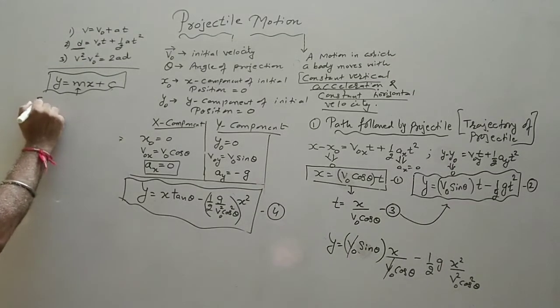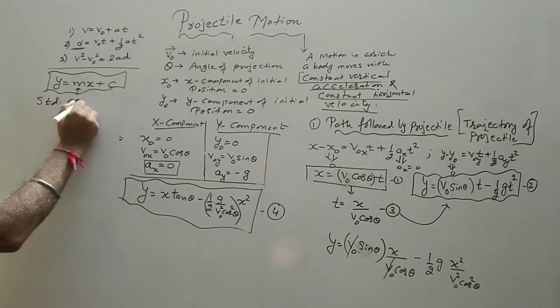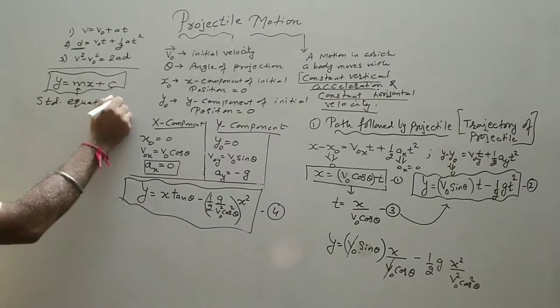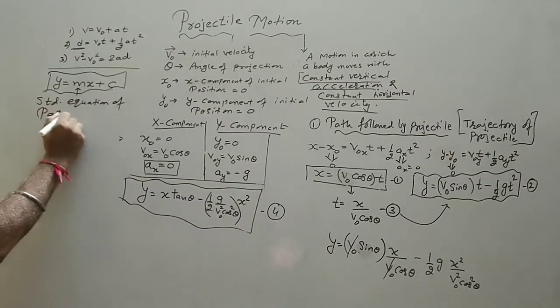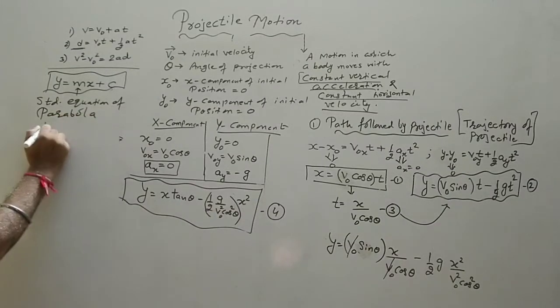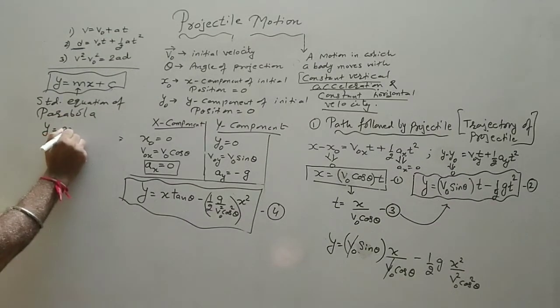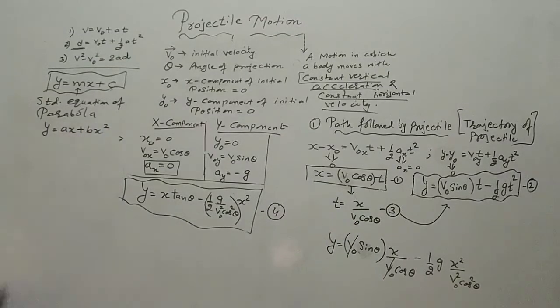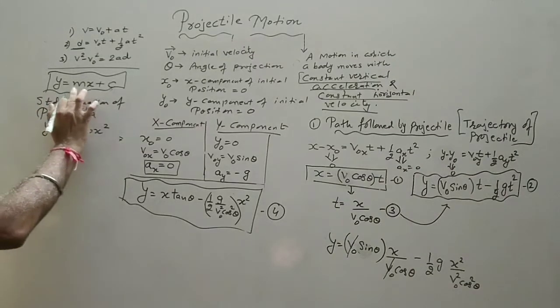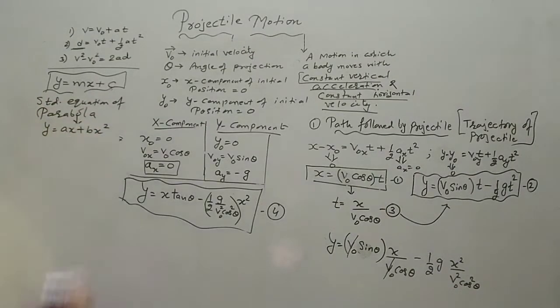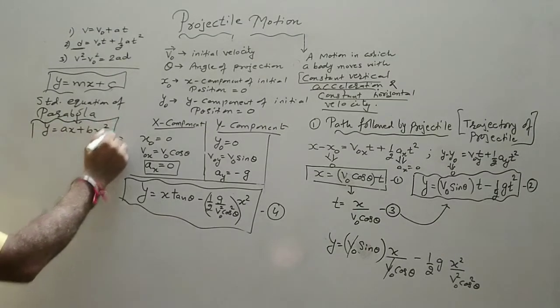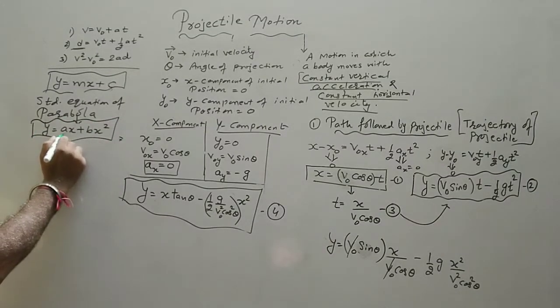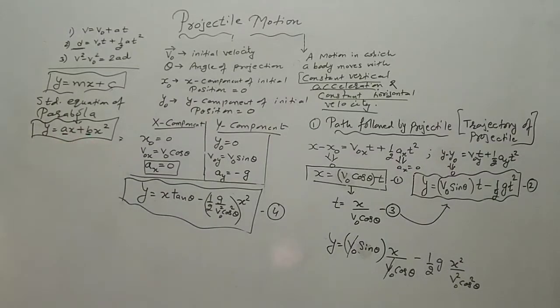Similarly, the standard equation of a parabola is y is equal to ax plus bx square. Like this, we have mx plus c. So this is the standard equation of a parabola, that is, y is equal to ax plus bx square, where a is a constant and b is also a constant.